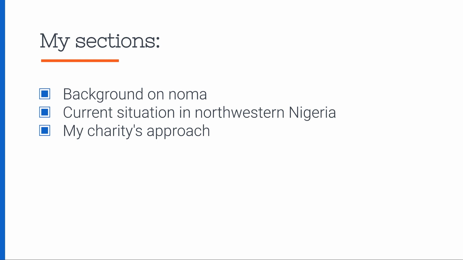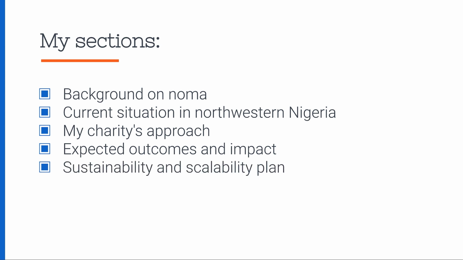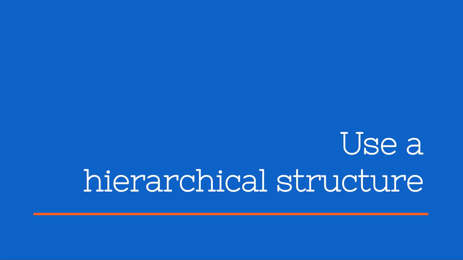Then my current situation in northwestern Nigeria section. This will be describing how this disease impacts people in that area. Next, my charity's approach. This is basically my solution, what I'm proposing. Then the expected outcomes and impact. If I follow this plan, what will happen? Then the sustainability and scalability plan. That's how I foresee my charity working in the future. And a call to action. That's the part where I tell my audience what I want from them, which in this case is donations.